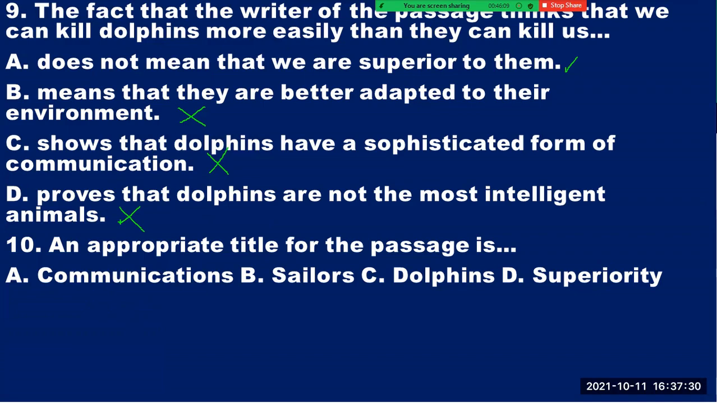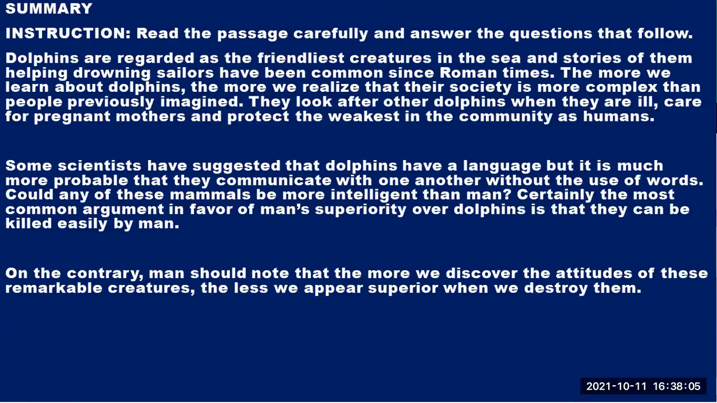All right. So now let's head back to the passage and look for the context clue. Does not mean that we are superior to them. All right. Just because we can kill them does not mean we are superior to them. We are looking for any information in the passage that can authenticate this option. All right. And so we use these keywords as context clues as we head back to the passage. Again, we go back to the passage.